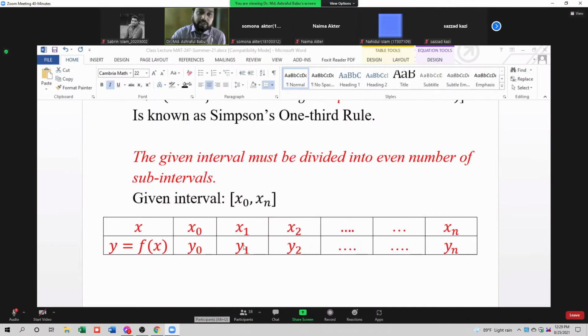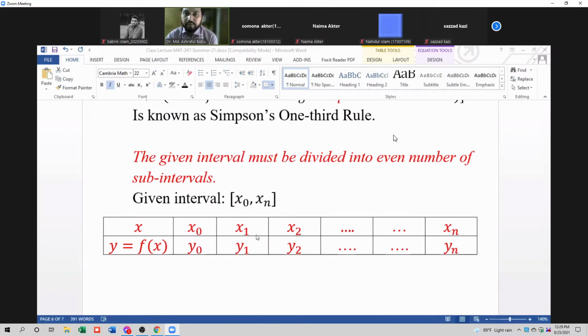Okay, so back to our discussion. What I'm discussing is, what does it mean, the number of even intervals? That means if you want to make one interval, then you need 2 points. So if you need even intervals, then you need actually what number of points?